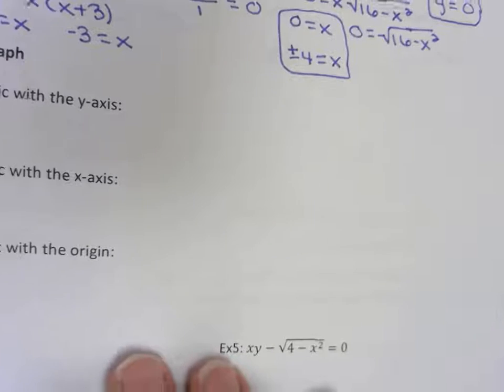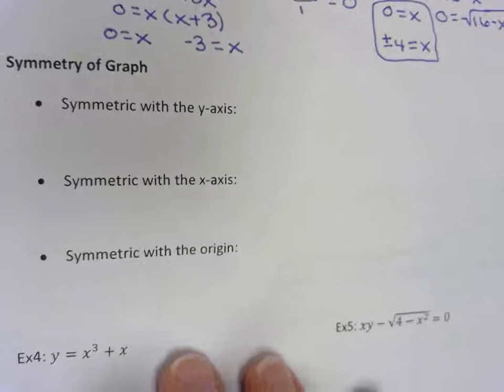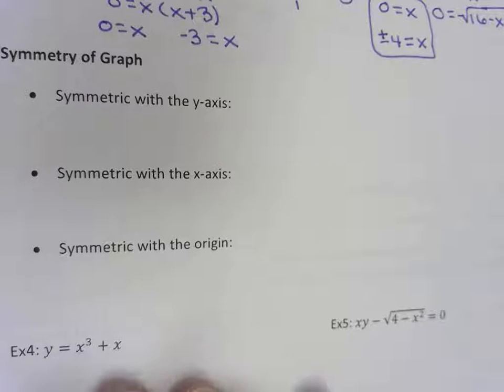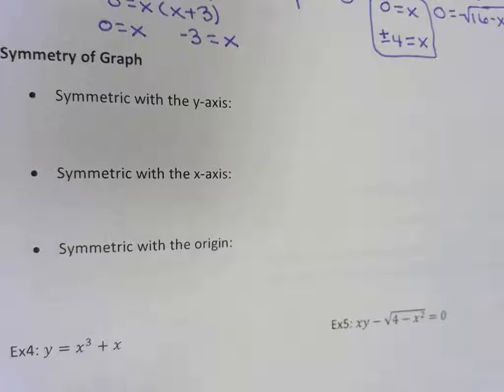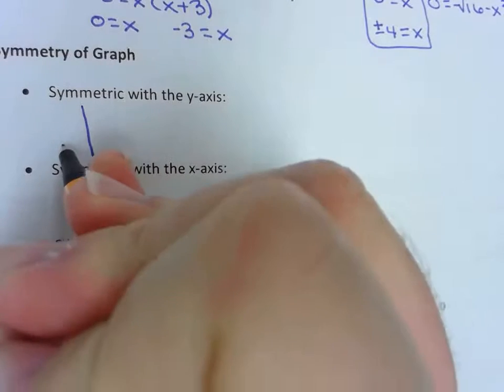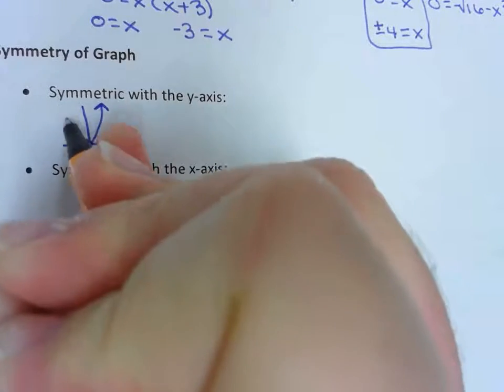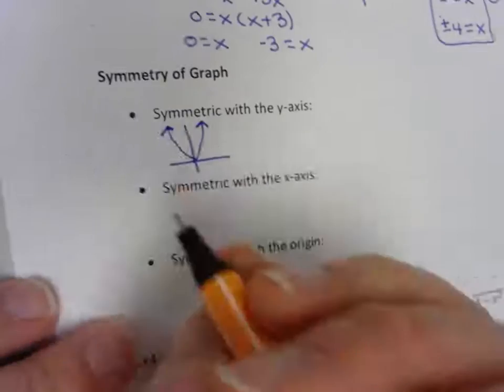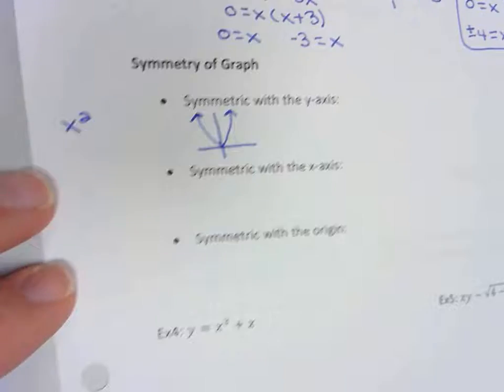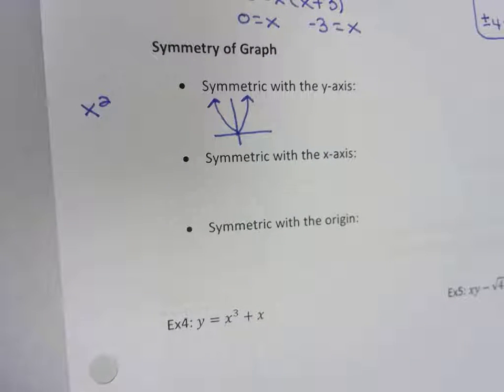Okay, let's look at symmetry. So symmetry of graphs. First, symmetric with the y-axis. What's probably the easiest graph that we know that's symmetric with the y-axis? We already looked at one, actually. Yeah, parabola. So probably the one we're most familiar with is a parabola. So that would be x squared. And actually that would be x to what type of powers?